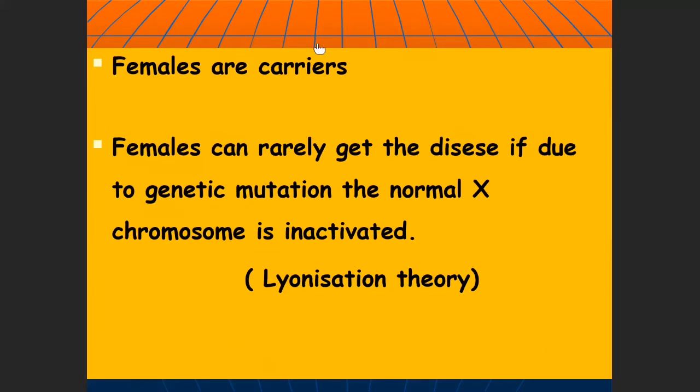As I mentioned, females carry the abnormal gene and transmit it to their sons. Rarely, females can get hemophilia A. This is according to what is known as the Lyonization theory. Lyonization theory means inactivation of the normal X chromosome. The female has two X chromosomes. One of them is abnormal when she is a carrier. If the normal X chromosome is inactivated, then the female will get hemophilia A. This is known as Lyonization theory.